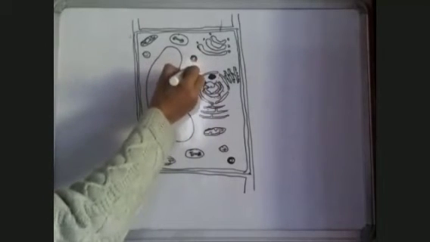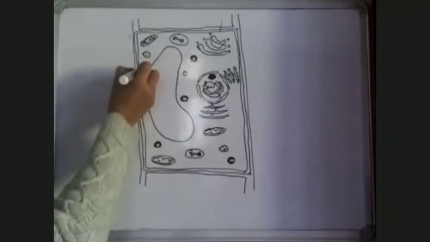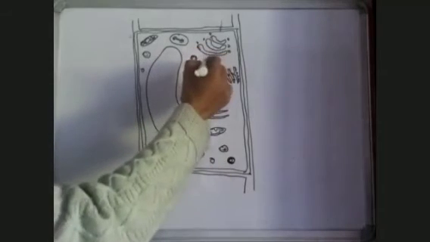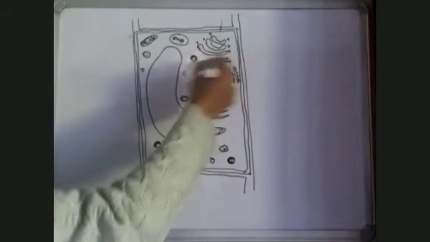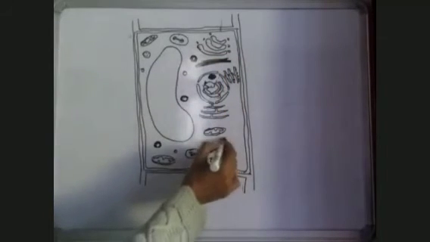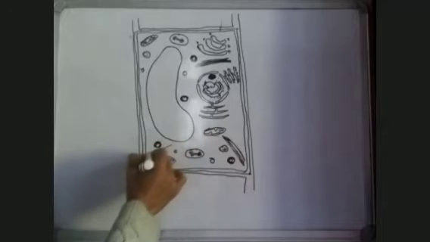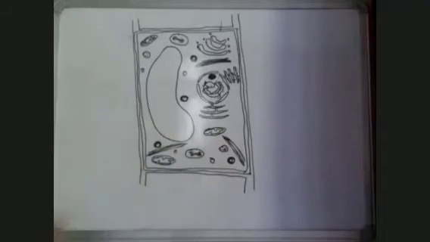Then we have some ribosomes also. Then we have the cytoskeleton. We have the cytoskeleton. So this is what we have in our plant cell. And this plant cell, the labeling, I'm going to do it for you.